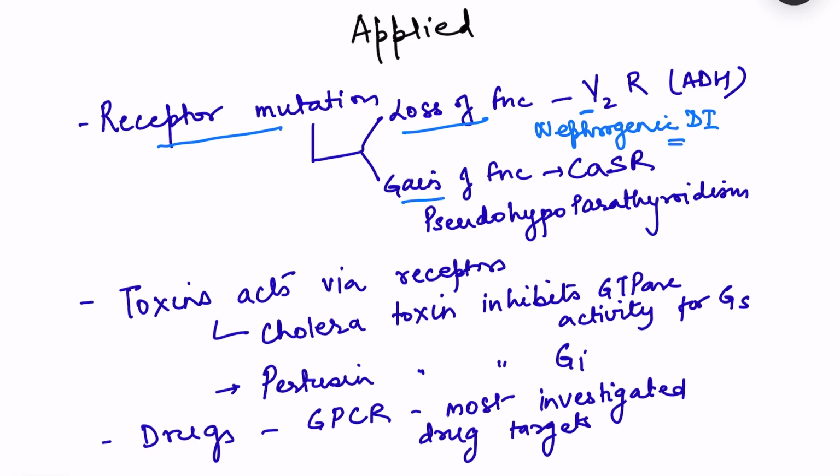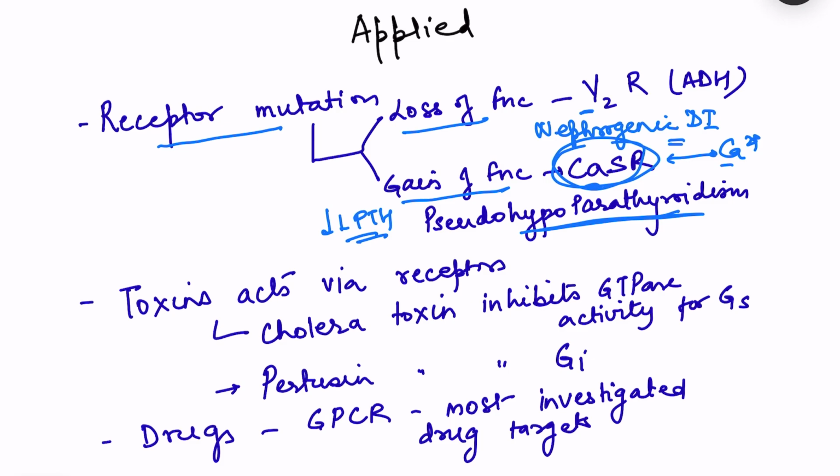Second is the gain of function mutation. In gain of function mutation, the receptor becomes oversensitive. For example, the calcium sensing receptor in the parathyroid gland becomes oversensitive, so with the calcium concentration being there, it decreases the release of the parathyroid hormone too much. Because it is oversensitive, we have hypoparathyroidism, but that is not because of a problem in the release itself, but because of the gain of function mutation of the calcium sensing receptor. So that is known as pseudohypoparathyroidism.